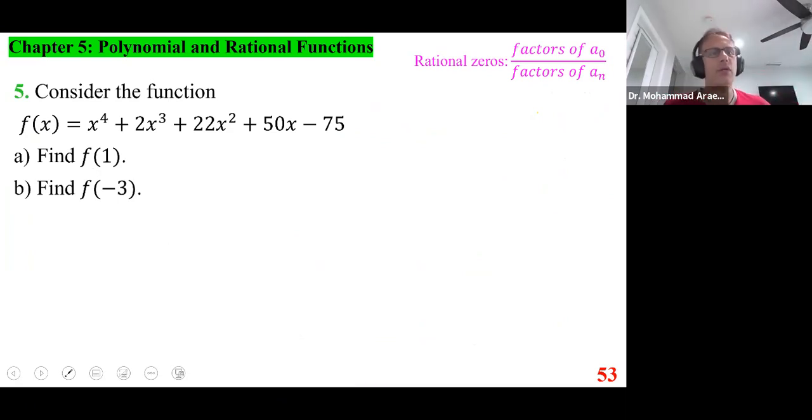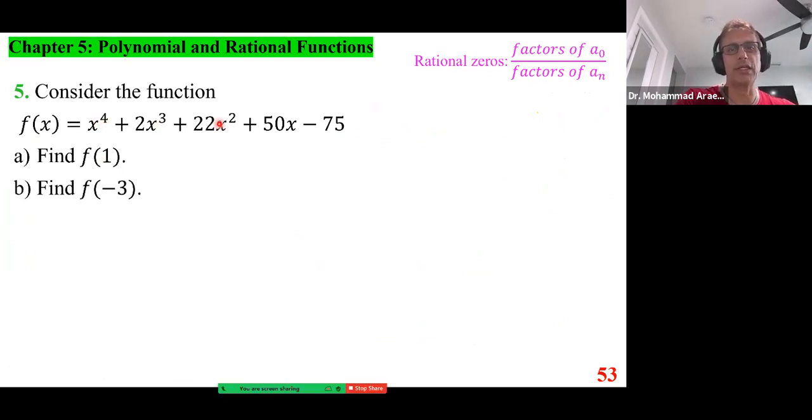Here's the function. We want to find f of 1. We want to find f of negative 3. I'm going to assume everybody knows what that means. Plug in 1, evaluate. Plug in negative 3 into the function and evaluate. When we do that, both of them result in 0. What does it mean? It means x minus 1 is a factor. X plus 3 is a factor. That's the meaning of it.